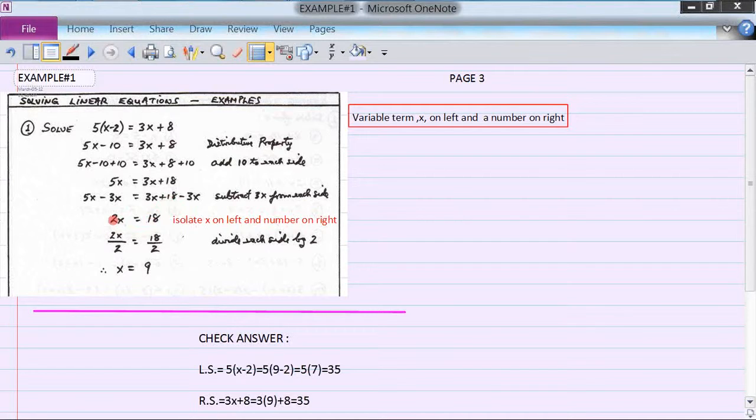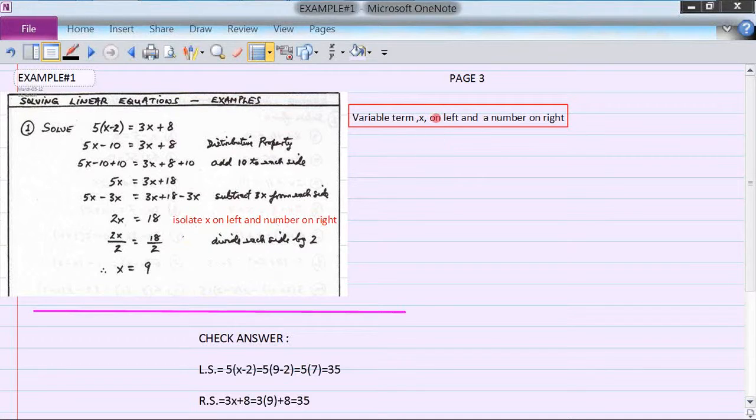Now I'm going to divide this by 2 right here, divide the left side by 2, and if I do that to one side, I've got to divide the 18 by 2, so x is 9. So x equals 9 is the solution to this equation. Now, the key thing here is put the variable term on the left and a number on the right. And that's what we did when we got to here. Variable term on the left, number on the right.